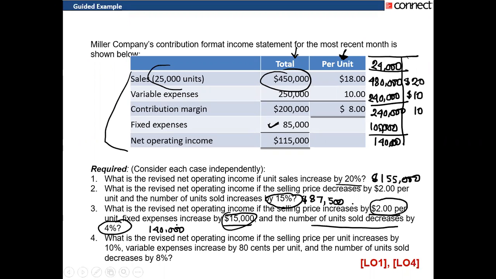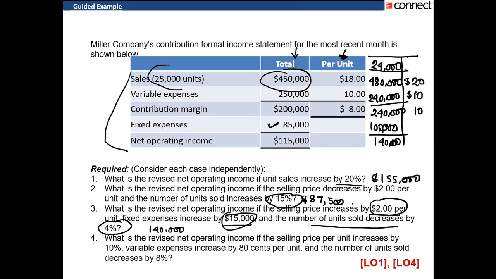So requirement 3: if you observe, the selling price increased by $2 per unit, this is a good thing. Fixed expense increased by 15,000. This is not a good thing. Number of units sold decreases by 4%. It is also not a good thing. But amidst the two bad things and one good thing, we see that our net operating income is still above the base case of $115,000.